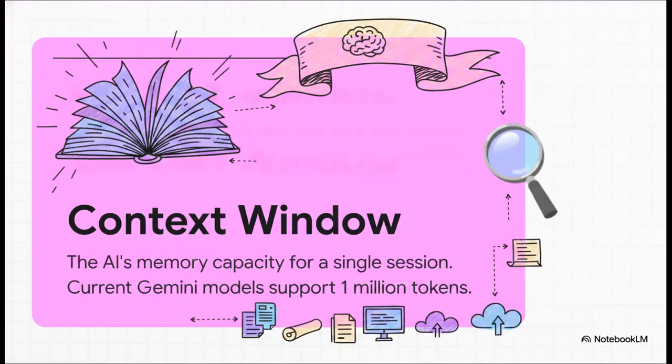Okay, to really grasp the power here, you have to understand the context window. Think of it as the AI's short-term memory for your specific session. The current Gemini models support a massive 1 million tokens. To put that into perspective, that is roughly 750,000 words. You can drop in hundreds of pages of PDFs, entire books, or whole code bases all at once, and the AI remembers and analyzes the whole shebang perfectly.